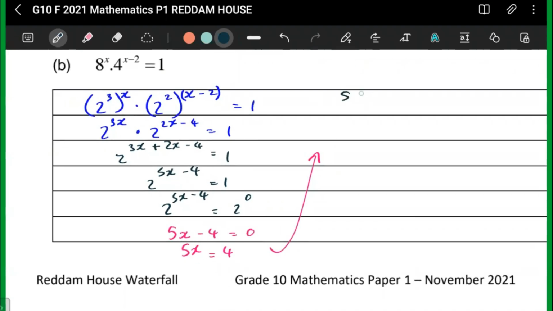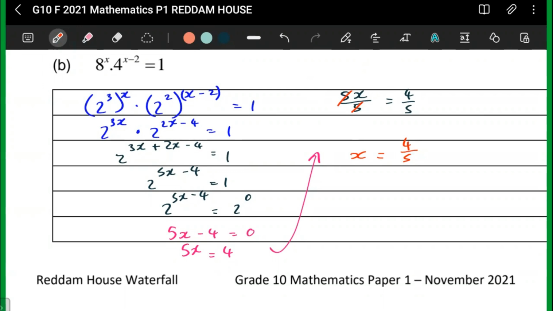So here you can have 5x over 5, and the 4 here over 5. And then this cancels this. You can have your x is equal to 4 over 5, like that. That's going to be your answer.